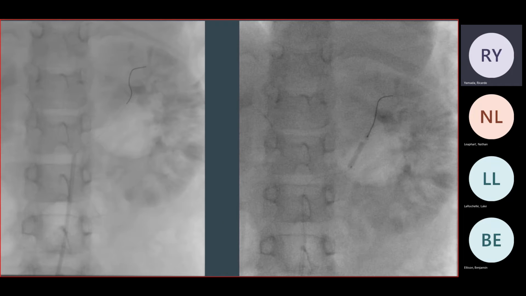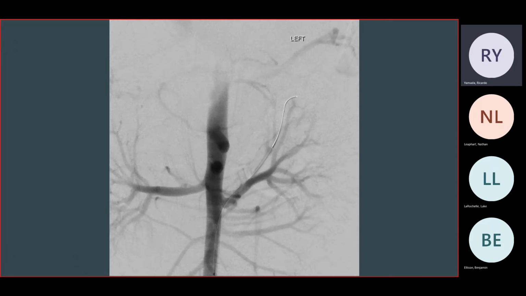So we were able to get a small wire across that segment, and we did a balloon angioplasty. You can see the wire here on the left-hand side of the screen, and on the right-hand side of the screen, we have the balloon inflated in order to open up that narrowing. And that's the result after the procedure. You can see that the narrowing is gone. There's no sign of stenosis anymore.